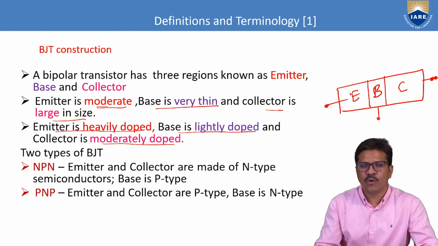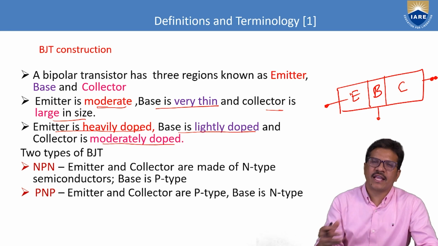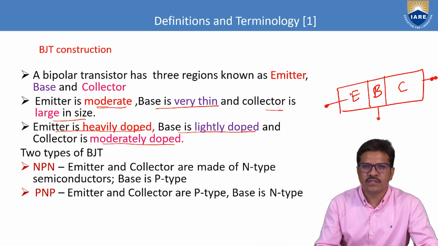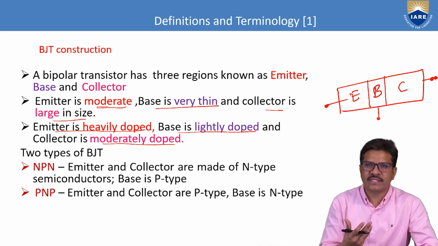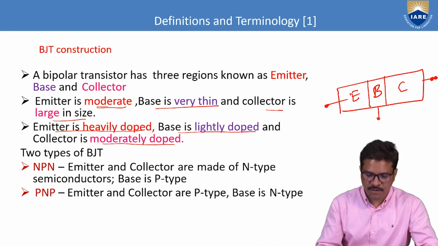Then the question is, if you remove the base, then definitely 100% of the charge carriers reach the collector. But when the base region is removed, it is like a simple short circuit or wire. So there is no use, as there is no control of current. So the base acts as a base between the emitter and the collector.